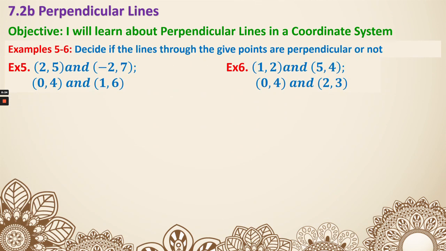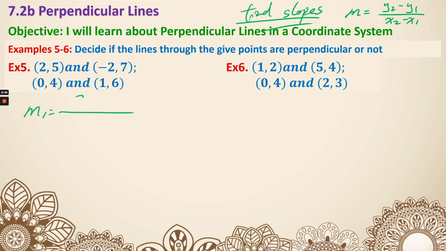Now let's do something similar to last lesson. We are going to use points to see if the lines are perpendicular or not. Even though we're given points, we are still going to find slopes. So in this case, we're going to use the slope formula, m equals y2 minus y1 over x2 minus x1. So my first slope, 7 minus 5 over negative 2 minus 2. That is 2 over negative 4, which simplifies to negative 1/2.